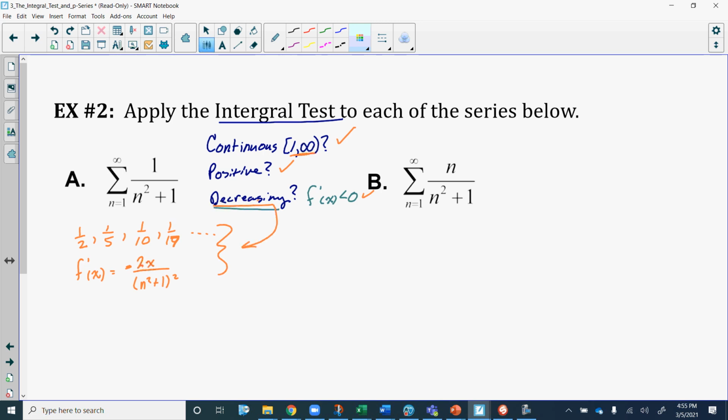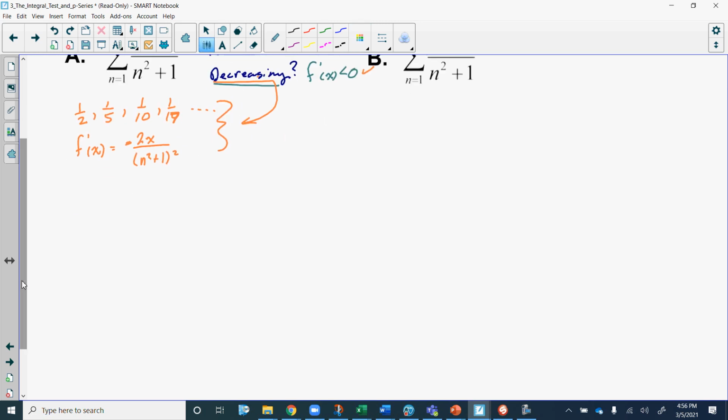Okay, so it does hit all of the things that we need for the integral test itself. So now let's go ahead and start looking at it. What I'm going to do is look at the sequence itself as a function. So I'm going to set it up as an improper integral from 1 to infinity of the function, and in this case I'm going to say 1 over x squared plus 1 dx.